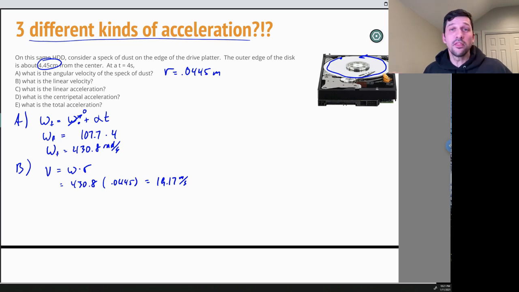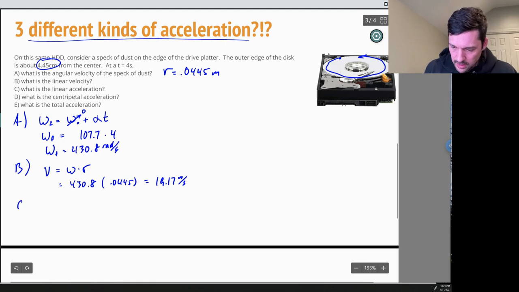The width of our classroom at Newton North is roughly 10 meters. So that speck of dust is crossing 2 classrooms in a second. That's how fast the outer edge of this disk is moving. And it's not even up to full speed yet. It's only halfway there. It's only 4 seconds into its acceleration.